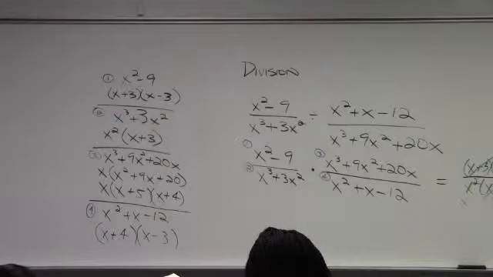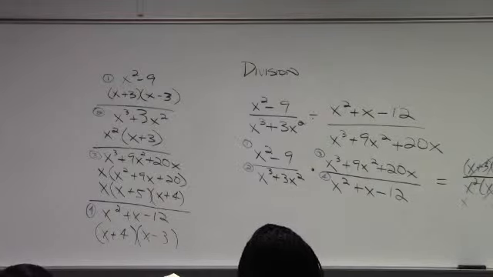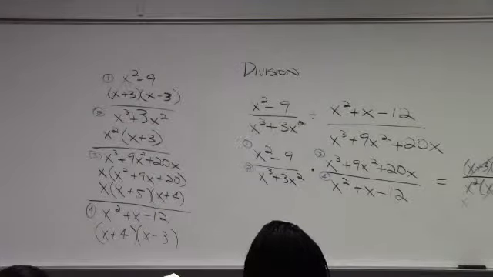So what's the only thing I got left on the top? X plus 5. And what's the only thing I got left on the bottom? X. Can I divide that X into there? No. Right. And then X plus 5 is together, so we're going to keep it separate.